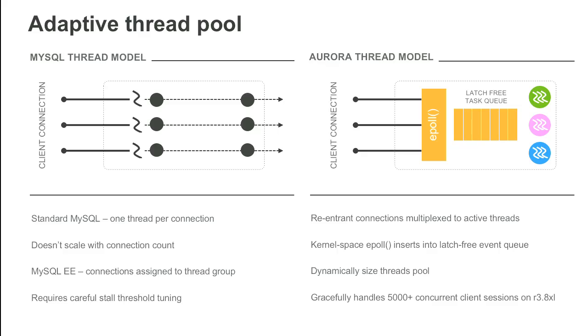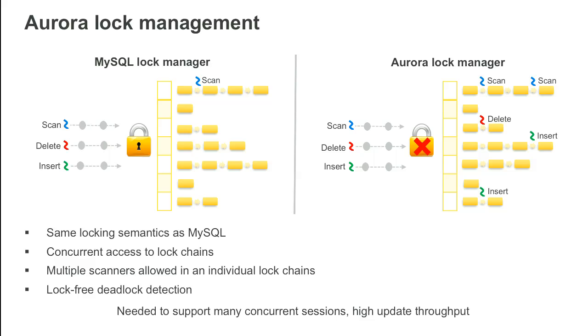The next part is the thread pool. So there are different kinds of thread pools that are available with MySQL, with different versions of MySQL. What we've built is an adaptive thread pool where connections are reentrant and multiplexed to different active threads. We dynamically size the thread pool, and as a net, we can quite easily handle many thousands of concurrent connections at the same time. And finally, the lock manager.